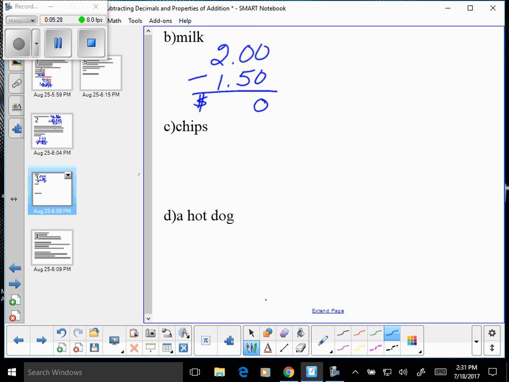0 minus 0, I need to regroup. 10 minus 5 is 5. Bring that decimal point straight down. And I have 50 cents. How am I going to find the chips?